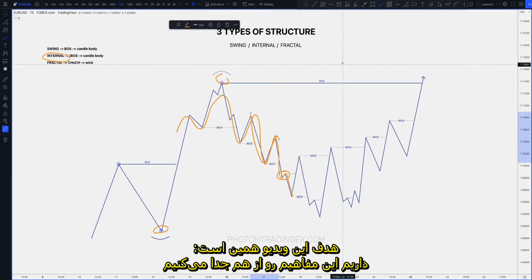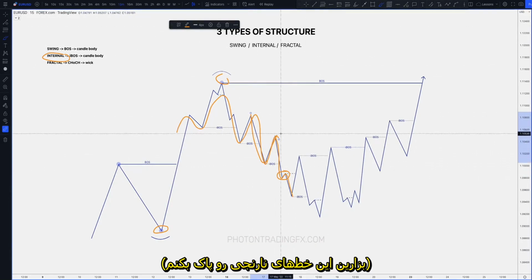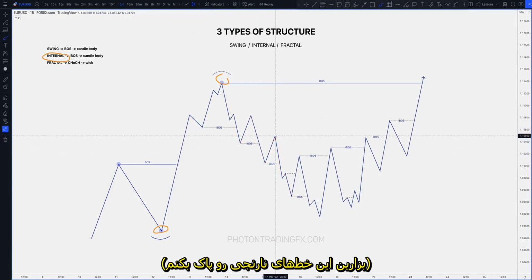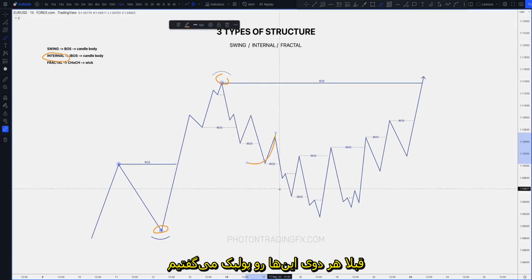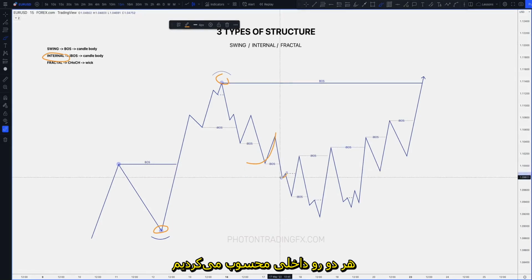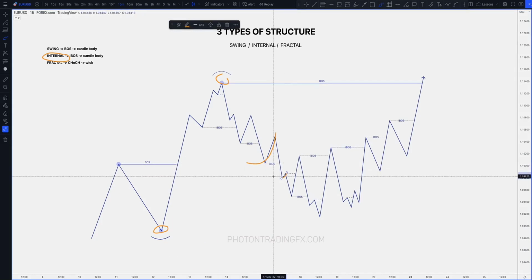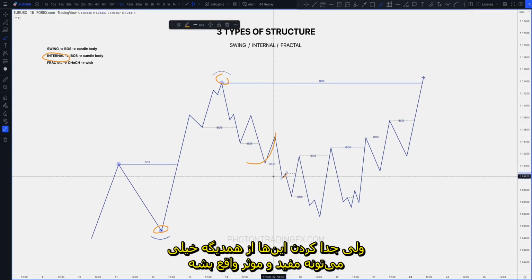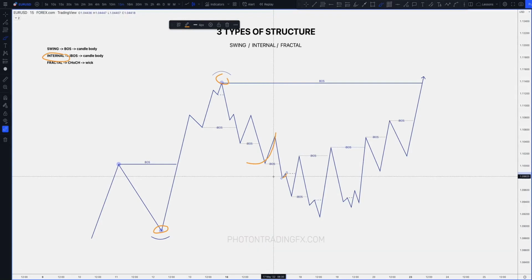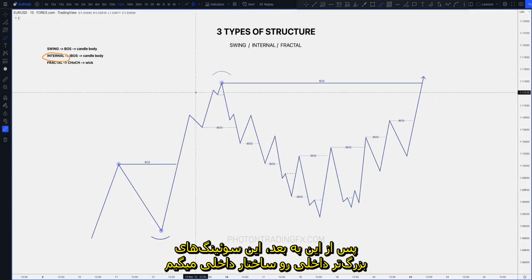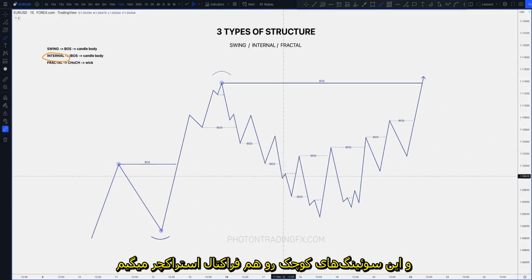So that's the purpose of this video. We're just separating those out, because before, if I get rid of all these orange lines, we were basically calling that pullback the same as that. We were referring to both of those as internal, which, for obvious reasons, it's beneficial to separate out in a nice and systematic way. So from now on, those larger internal swings we're simply going to refer to as internal structure, and these very, very small, tiny swings we're going to refer to as fractal structure.